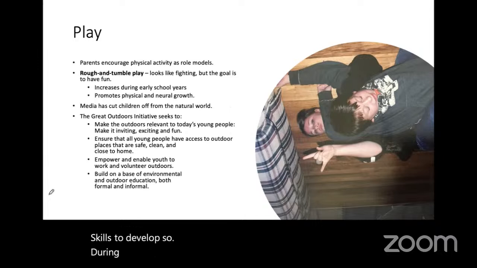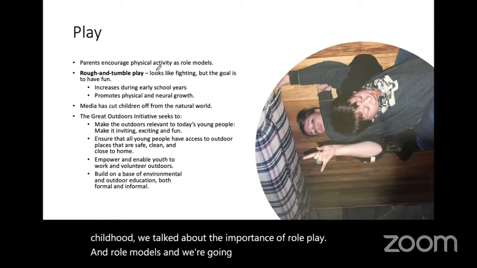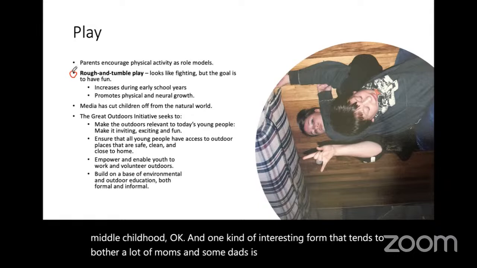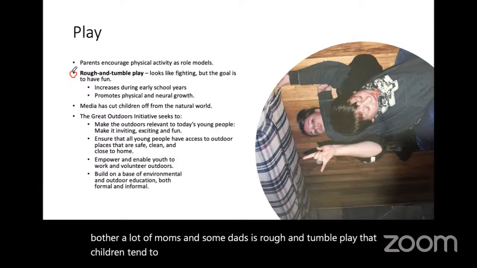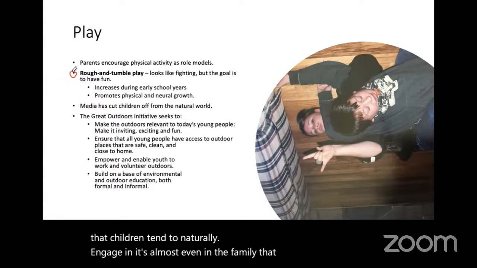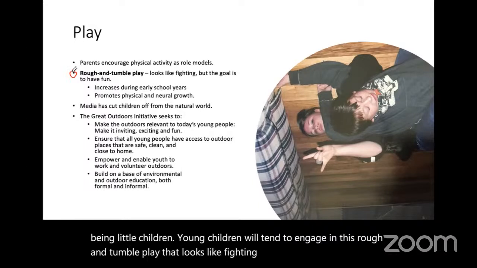During middle childhood, we also know that play continues to be an important part. Remember when we were talking about early childhood, we talked about the importance of role play and role models. And we're going to continue this throughout middle childhood, okay? And one kind of interesting form that tends to bother a lot of moms and some dads is rough and tumble play that children tend to naturally engage in. It's almost, even in a family that promotes peace and well-being, young children will tend to engage in this rough and tumble play that looks like fighting, but the goal is to have fun, okay?